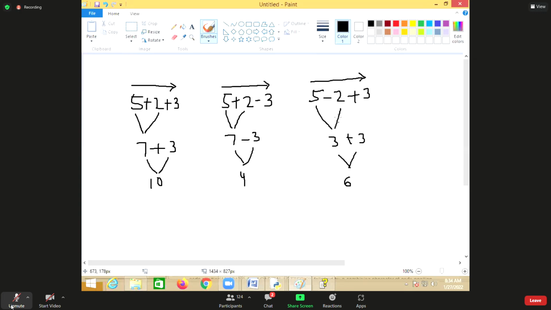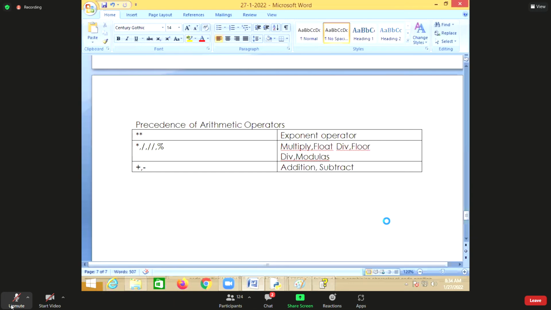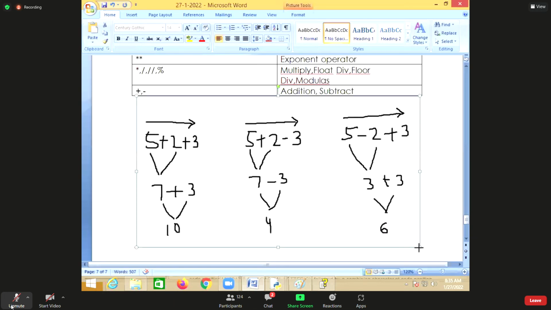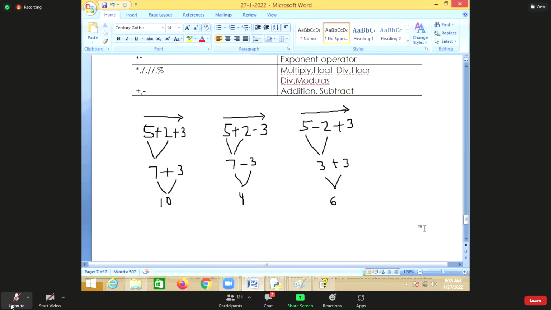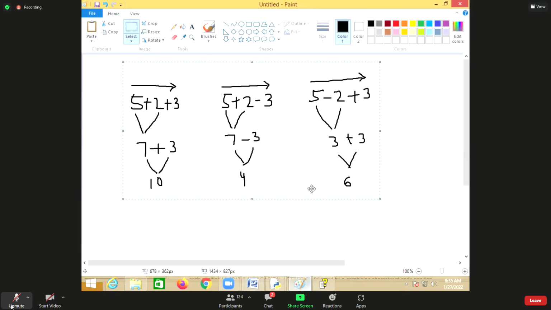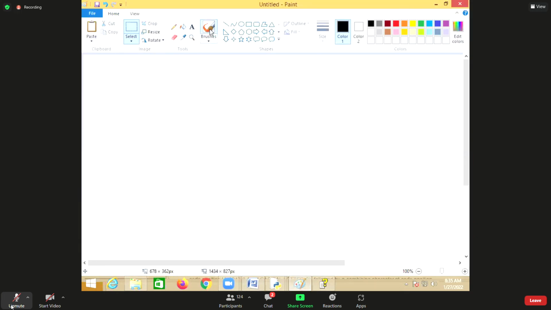So if the expression is having same precedence operators, then evaluation is done from left to right. For example, if I'm writing 5 into 3 divided by 2, 5 into 3 divided by 2.